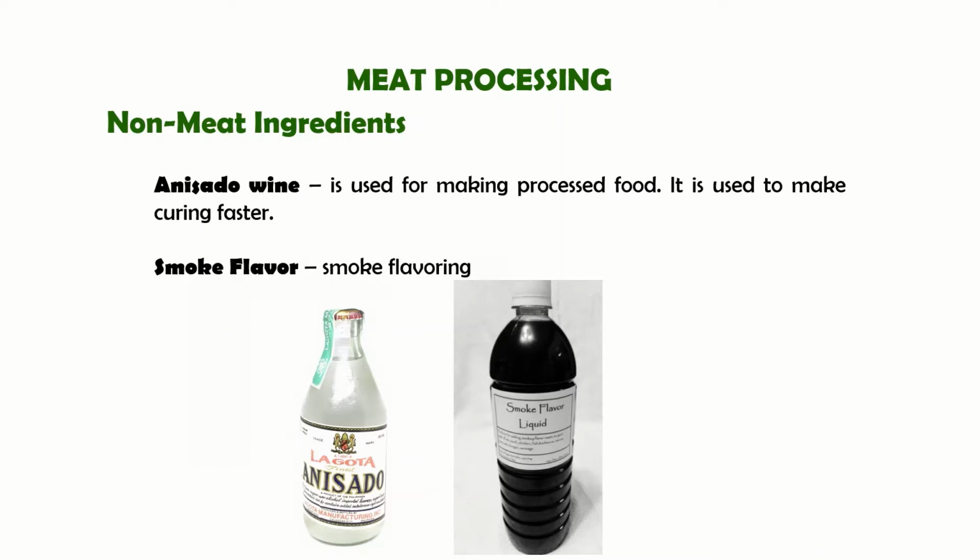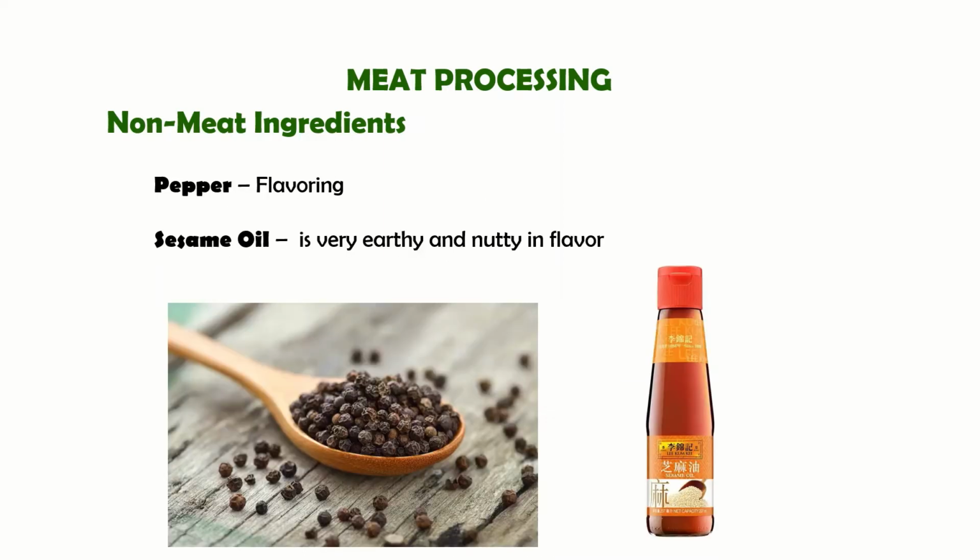Next is the smoke flavor, for smoke flavoring of course, because yung process ng smoking ay super tagal and usually mahirap gawin dahil marami kang kailangang materials. Kaya itong smoke flavor ay ginagamit siya for artificial flavoring. Next is pepper. Of course, it adds flavor to almost every food in every nation. Next is sesame oil. It is made from roasted sesame seed and it gives a more pronounced flavor.